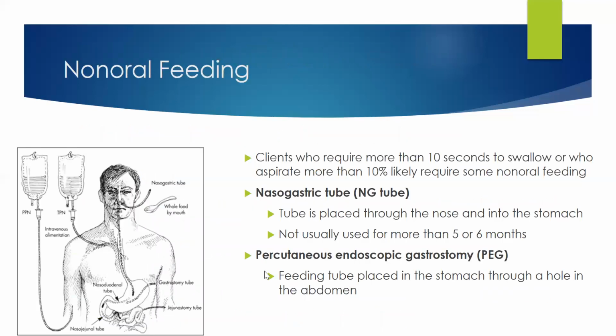So now your textbook has a brief review of non-oral feedings. And so a short-term solution would be an NG tube or a nasogastric tube. This is placed through the nose and down into the stomach. We have a depiction of it here. After a month to 6 weeks, these can become pretty uncomfortable. So it's usually a short-term solution.